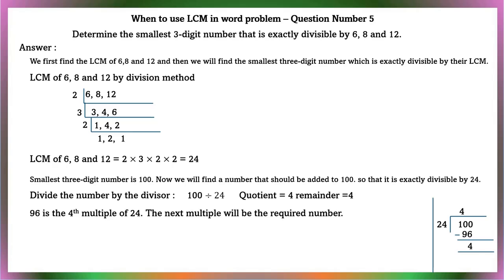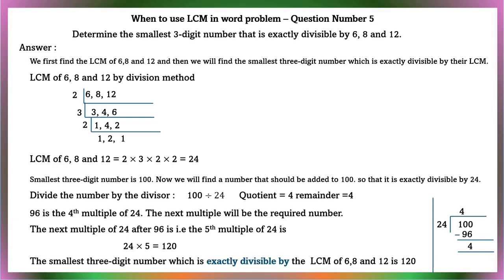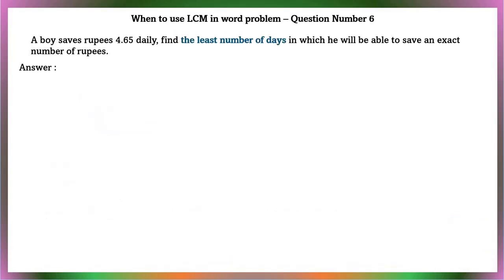96 is the fourth multiple of 24. The next multiple will be the required number. The next multiple of 24 after 96 is the fifth multiple, that is 5 into 24, which is 120. The smallest 3-digit number which is exactly divisible by the LCM of 6, 8 and 12 is 120.